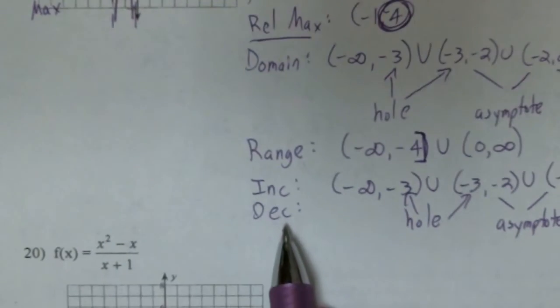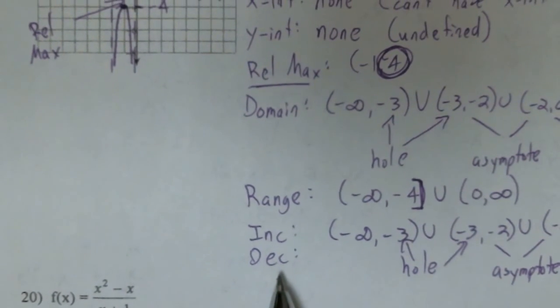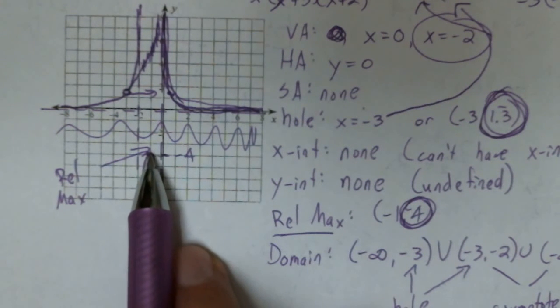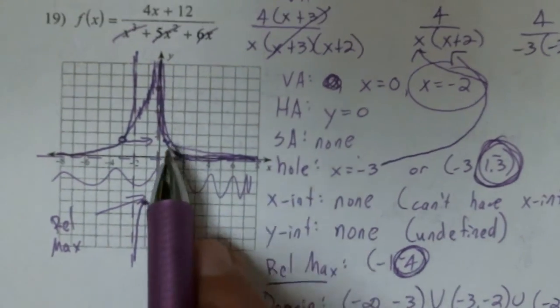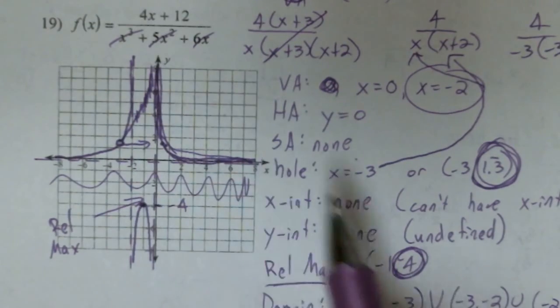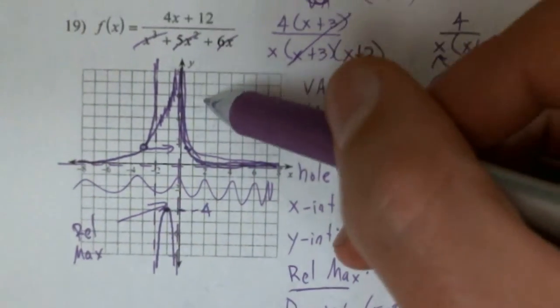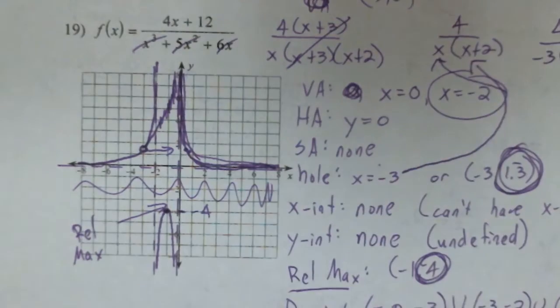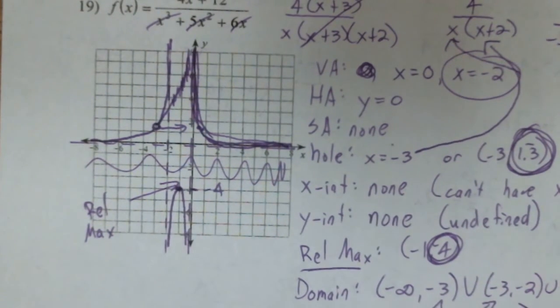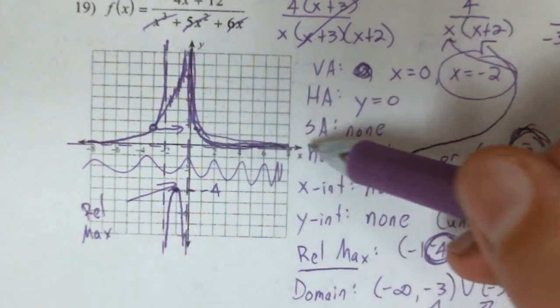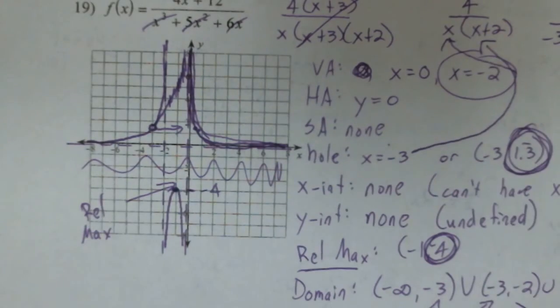Interval of decrease, where am I losing? Where's my company losing money? I'm losing money from the relative max. I'm losing money, hit that asymptote, and I will continue to lose money. So that's going to be from the x coordinate of the relative max, from -1 to this vertical asymptote, which is 0. All these are parentheses, union, and then from the vertical asymptote to forever, I will continue to lose money. So that's going to be from 0 to infinity.